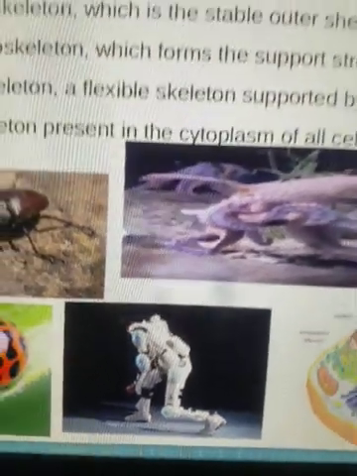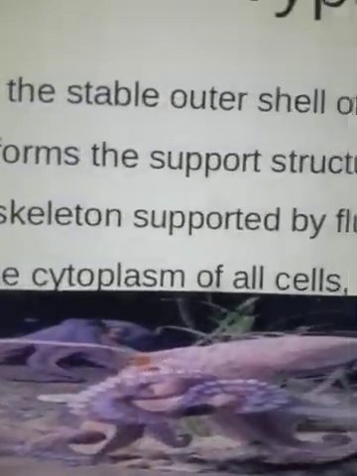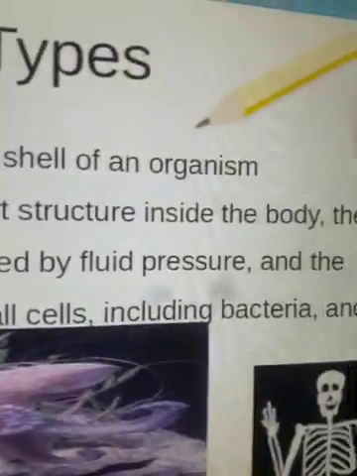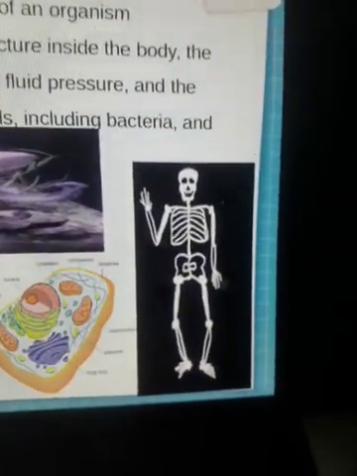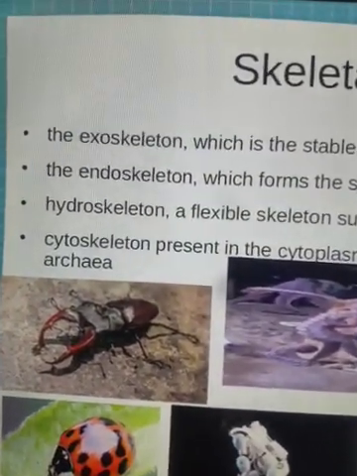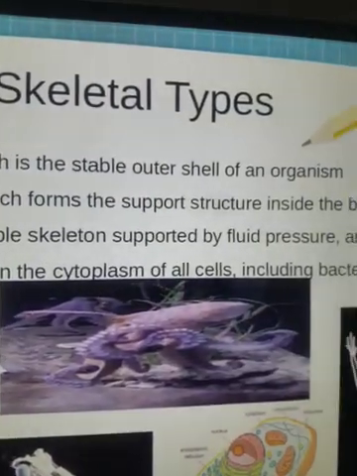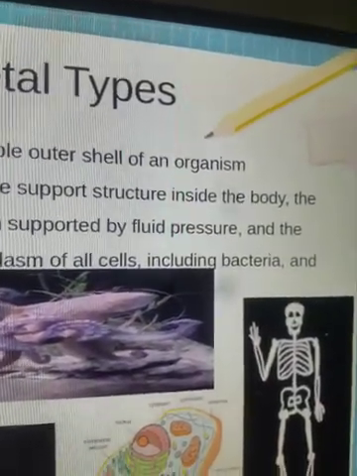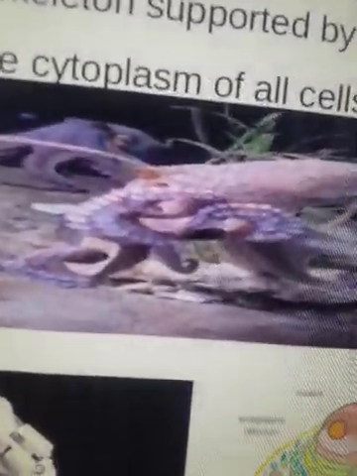We have the endoskeleton, which forms the support structure inside the body. So here in this drawing, we can see the endoskeleton, and all humans have an endoskeleton, right? The hydroskeleton is a flexible skeleton supported by fluid pressure. Here the octopus, we can see he has a hydroskeleton.